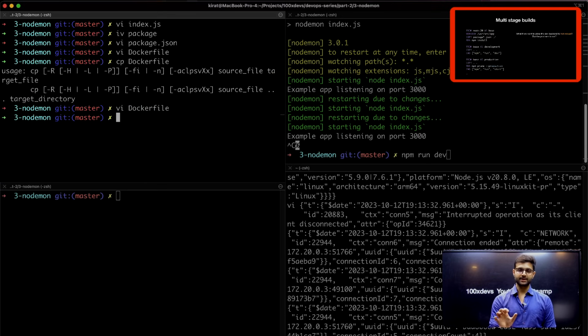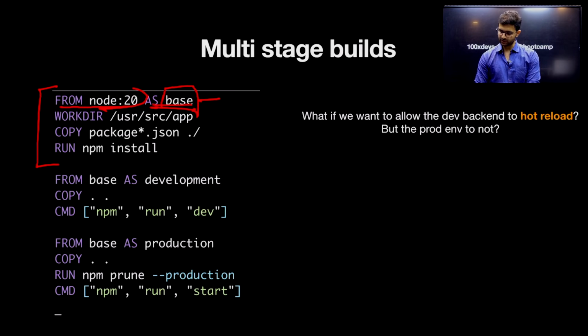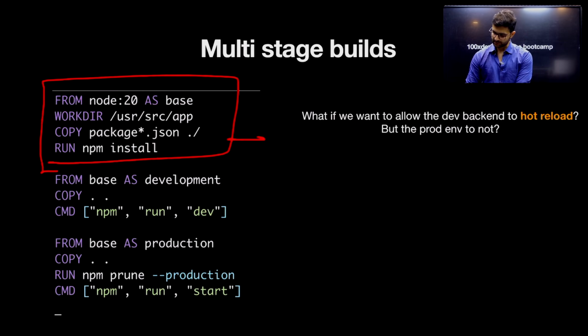So rather than writing this, what do we write? We write something like this. We say, create image number 1 from here to here, from Node.js as base, which basically means create a base image, call it base. What will this base image have? It will have Node.js as the base image, have this working directory, copy over package.json, run npm install. These 4 steps will create a single base image.